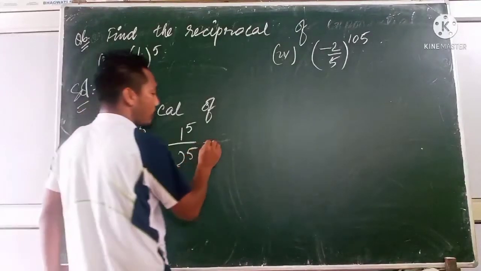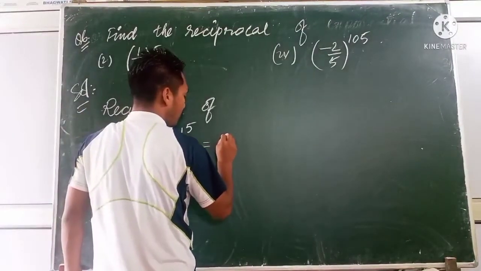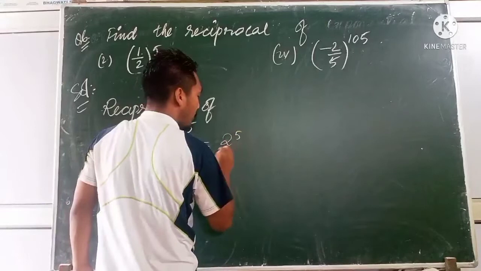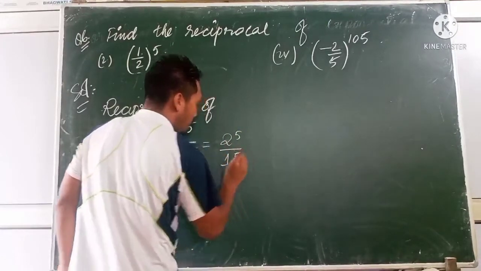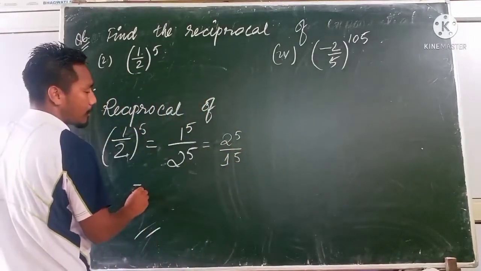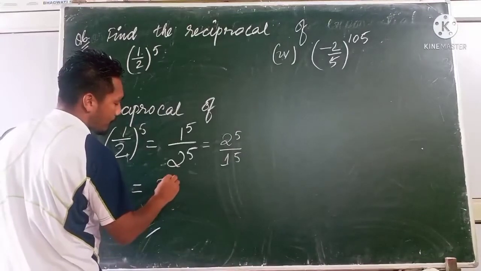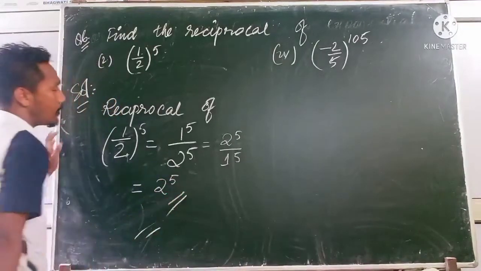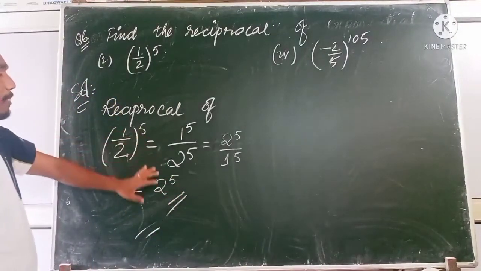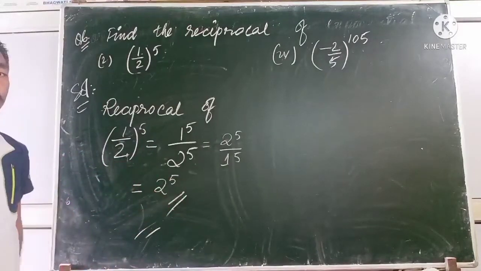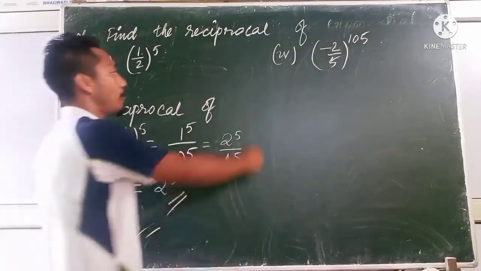So I can also reciprocate this one, that means your answer becomes 2 to the power 5 divided by 1 to the power 5. So 1 to the power 5 remains 1 only and 2 to the power 5 remains 2 to the power 5. So this is the answer. The reciprocal of 1 by 2 to the power 5 is equal to 2 raised to the power 5.